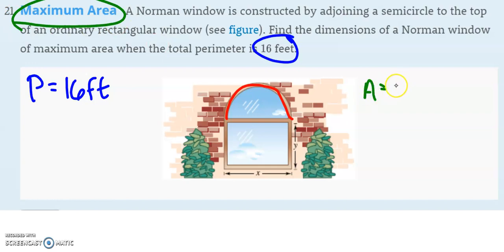Well, the area of this window is going to be x times y plus half of a circle, so half pi r squared. All right, well, looking at this perimeter is going to be x plus y plus y.